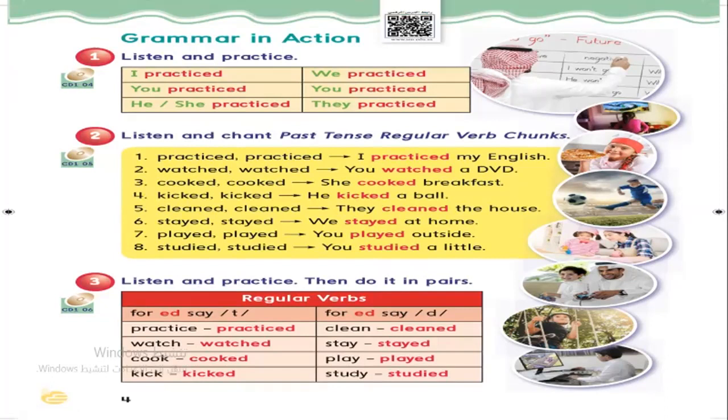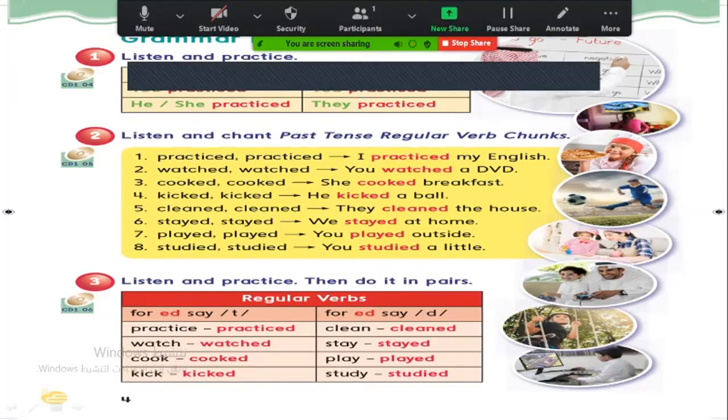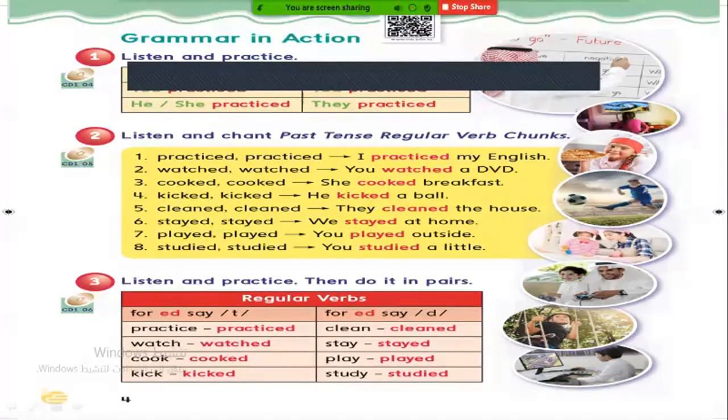I practiced. You practiced. He practiced. She practiced. We practiced. You practiced. They practiced.